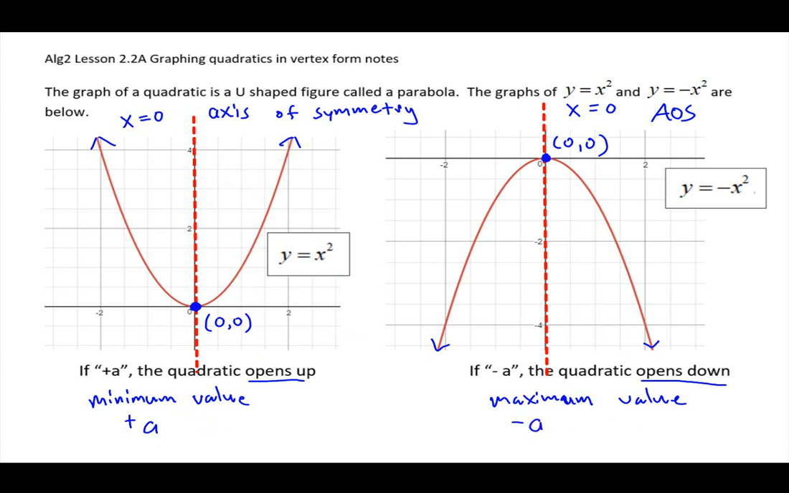Now, if you want to actually find the value, the number, what is the number? The minimum or maximum value is the y value of the vertex. It is the y value of the vertex.